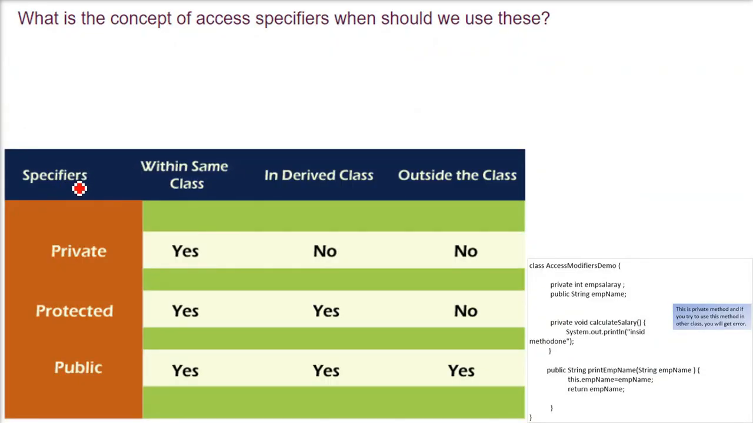What is the concept of access specifiers? When should we use these? First of all, the access specifiers and access modifiers are the same, just a minor difference.